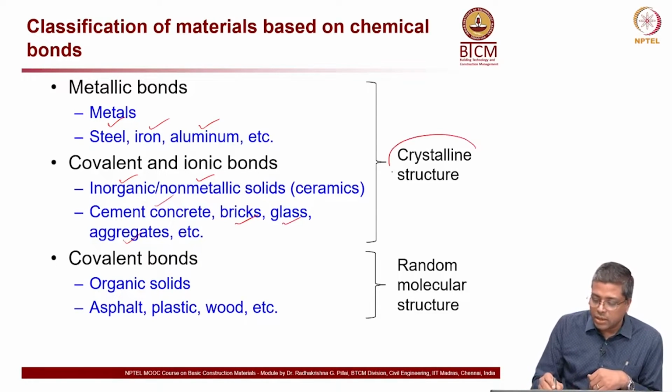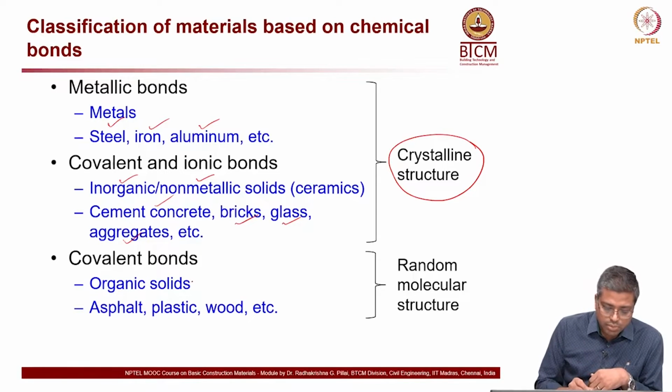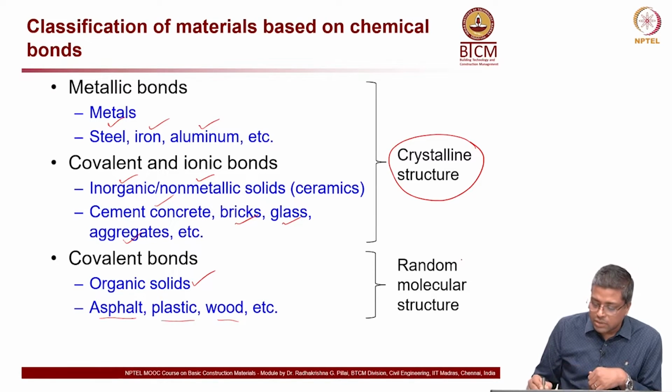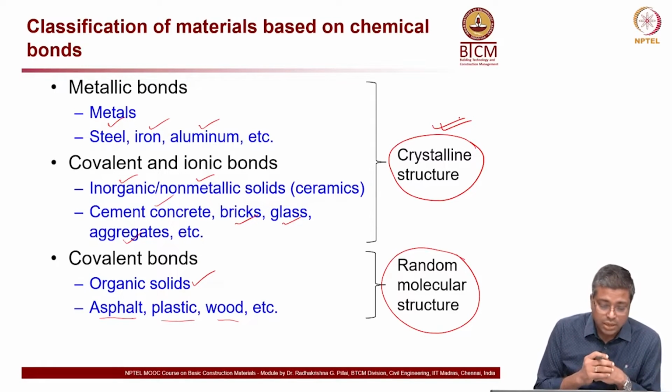In these you can see crystalline structure mostly, and then there are other types of materials which are mainly organic solids, where examples are asphalt, plastic, wood, etc., where we see random molecular structure. Again, one more thing I want to tell: even though we said crystalline structure, it is not that they are very well crystallized in nature, but more or less in general we can say they are crystalline in nature.